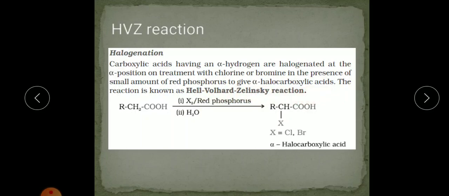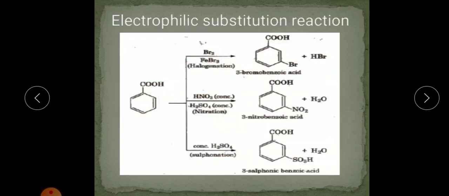So we take a carboxylic acid which has an alpha hydrogen atom. The carbon atom which is attached to the functional group is the alpha carbon, and the hydrogen attached to it is the alpha hydrogen. So when you treat with either chlorine or bromine in the presence of red phosphorus and hydrolyze it, this alpha hydrogen will be substituted. One hydrogen has been substituted with either chlorine or bromine. This is the alpha halocarboxylic acid. So this reaction we call the HVZ reaction. Once again I am repeating, this is a very important reaction.